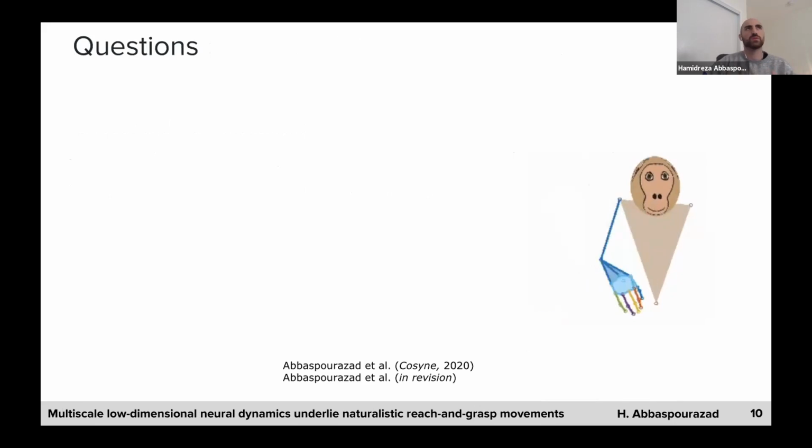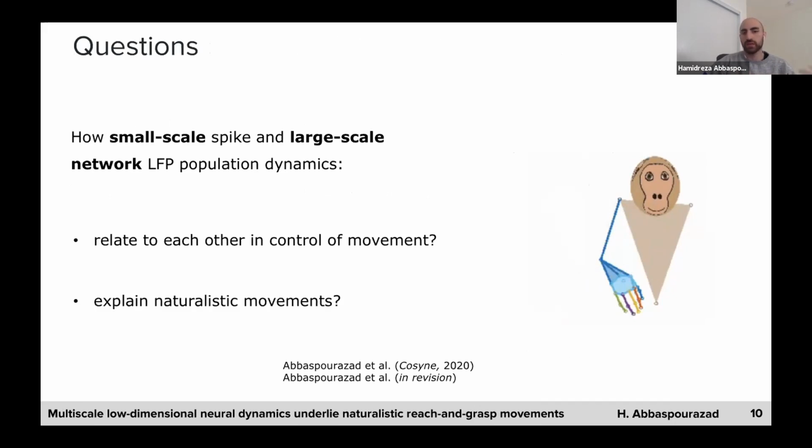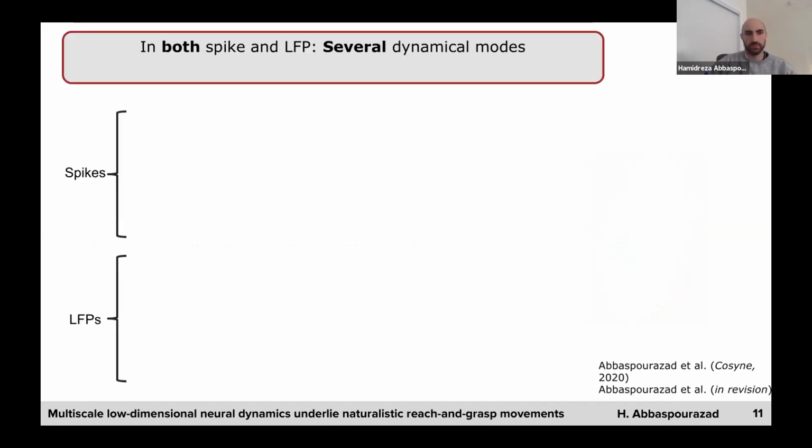So now that we have these tools, what questions do we want to answer? We want to understand how small-scale spiking network activity and larger-scale LFP network activity relate to each other in controlling movement, and how they explain naturalistic movement. So we performed multi-scale state-space modeling on spiking population activity, LFP population activity, and the combined activity of them, and we looked at the eigenvalues, or the dynamical modes, of the system.